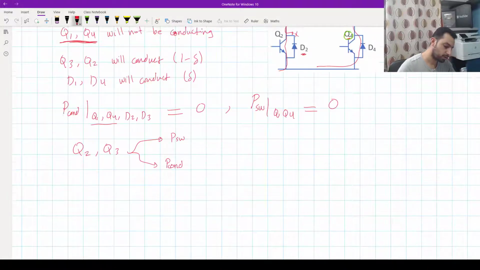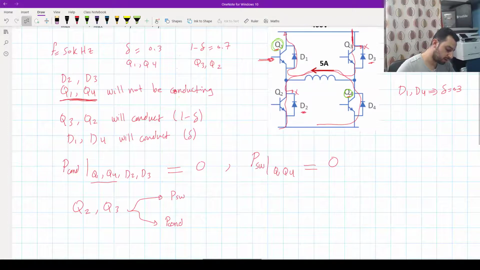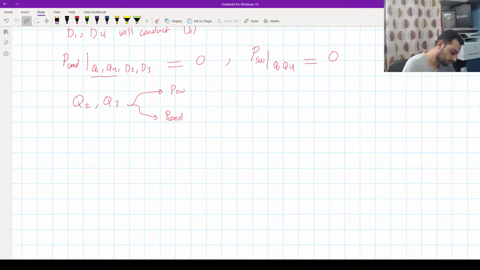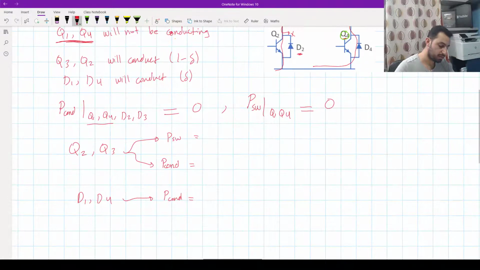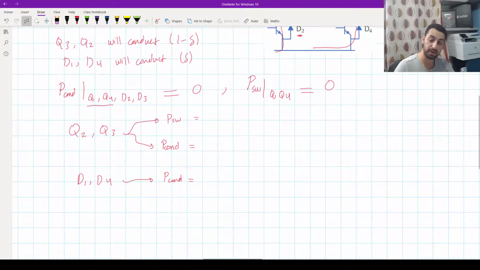Okay, and for D1 and D4, we have conduction losses. I think we can calculate each of them by knowing the average and also the RMS values for the conductions, and by knowing the other parameters for the conduction.